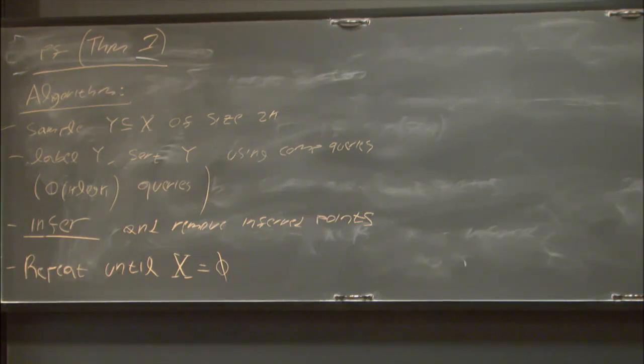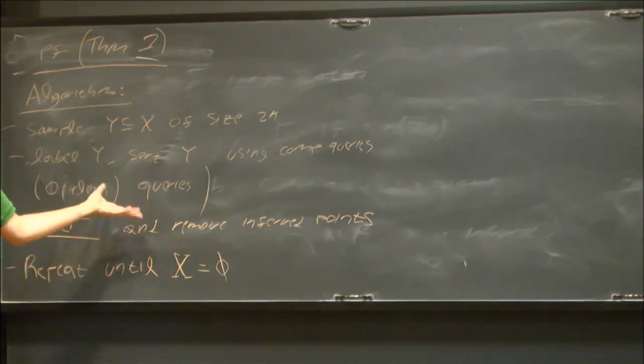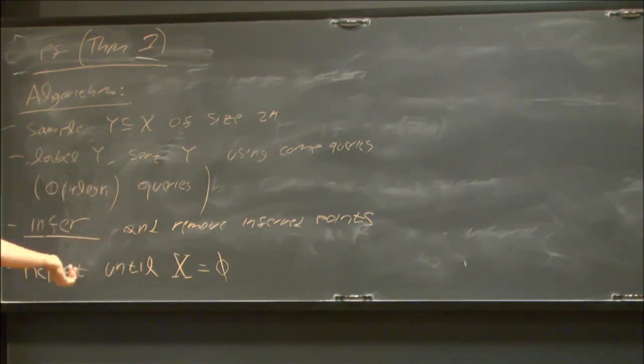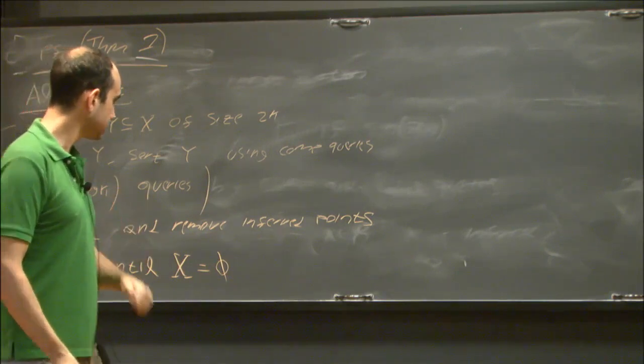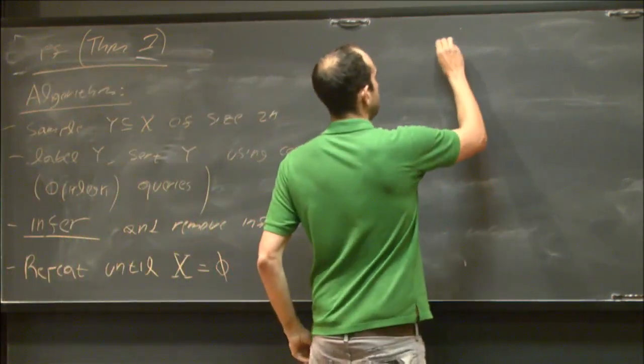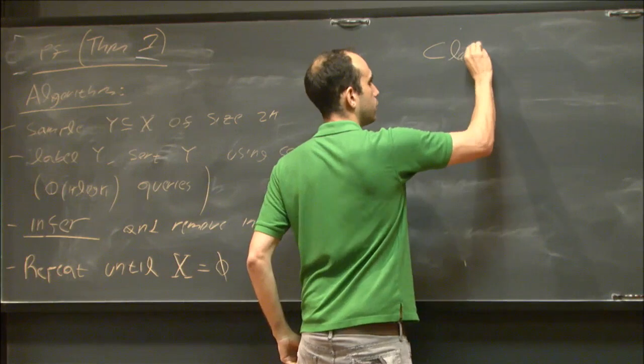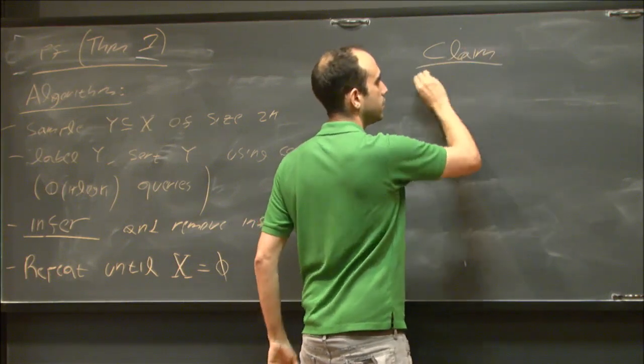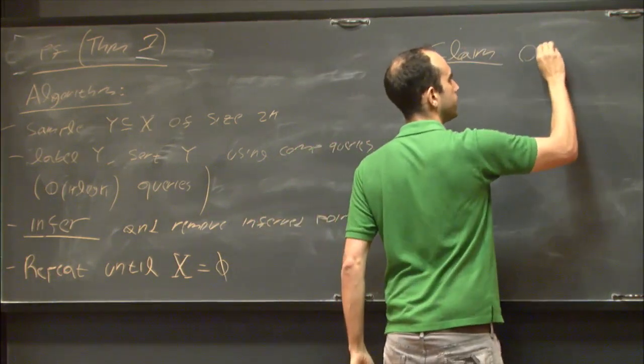Okay, so the claim that will finish this proof is to show that it takes log n steps in expectation. Log x, right? You remove a constant one. Yeah, it will be half, on expectation.